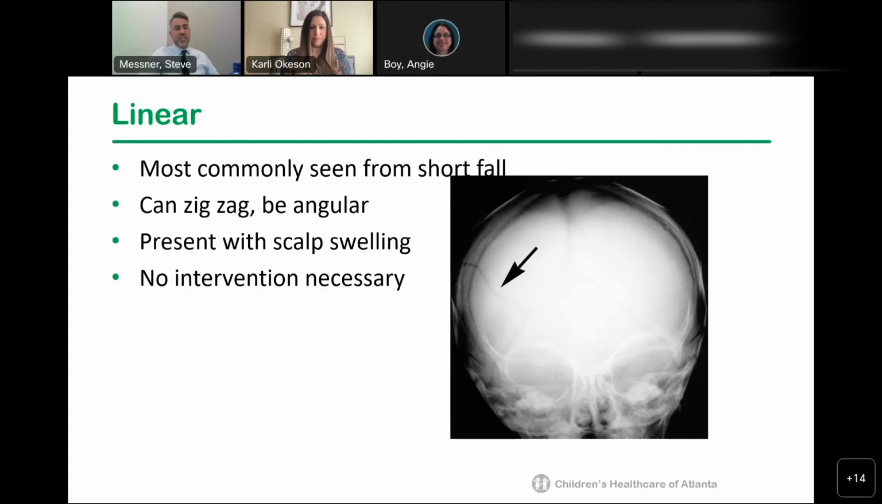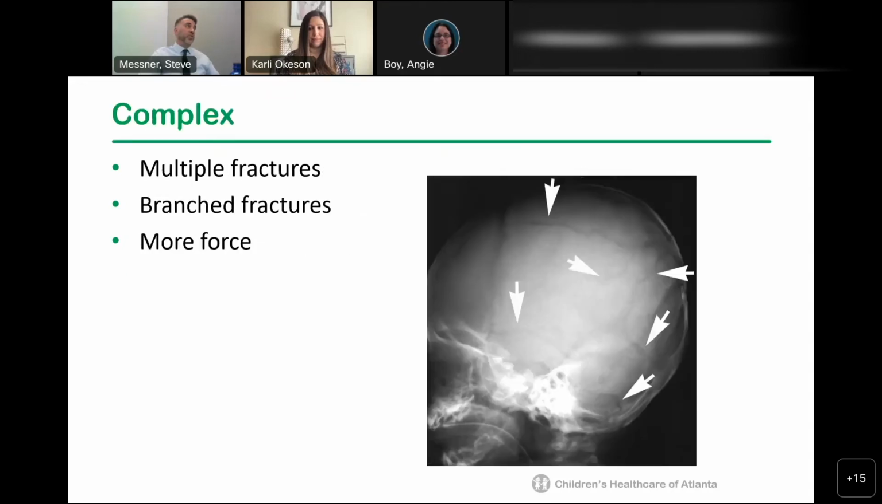Sometimes people are reluctant to say, though, that they dropped the baby. And so then we need to do that workup and make sure that we're looking into other, more specific, high specificity fractures for abuse.